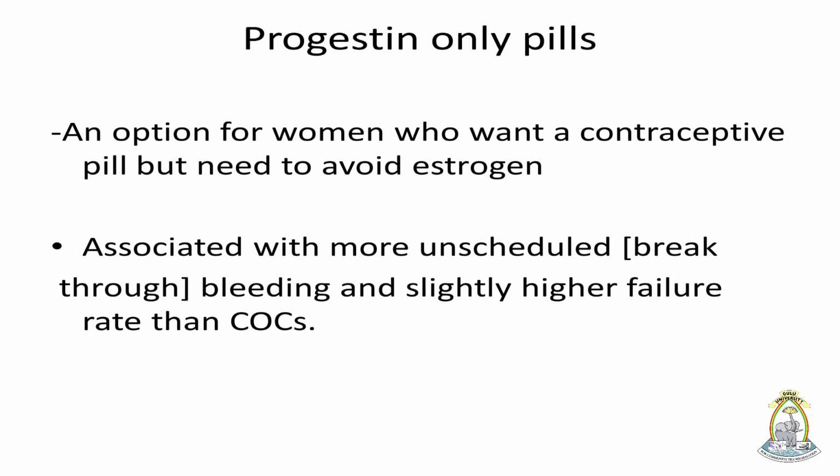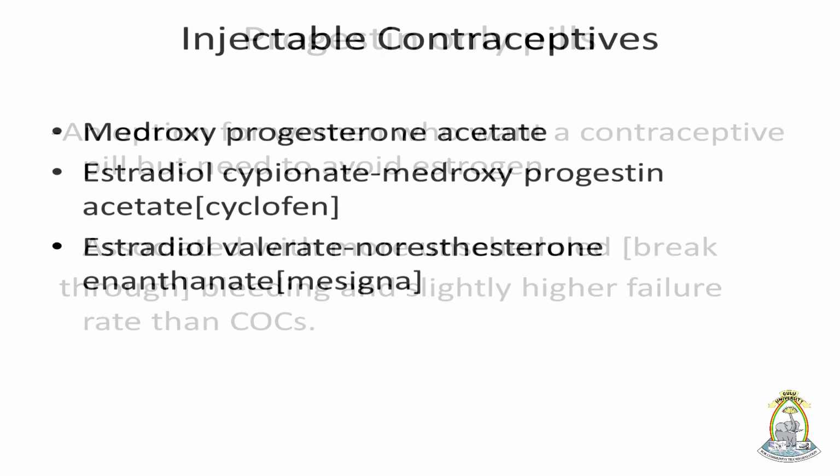The progesterone-only pill is sometimes referred to as the mini pill. It is especially for women who may need oral contraception, but for whom estrogen puts them at risk. If you have high blood pressure, heart problems, or high lipid profiles, you may need to actually avoid estrogen. You're more likely to develop some breakthrough bleeding and slightly higher failure rates than with combined oral contraceptives.